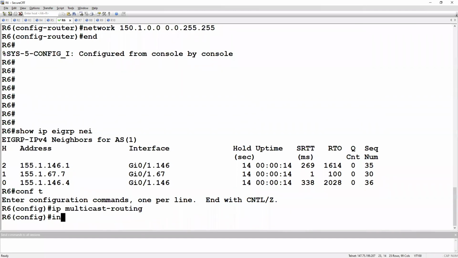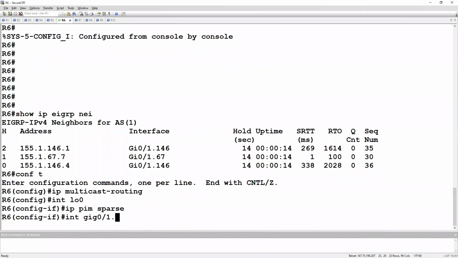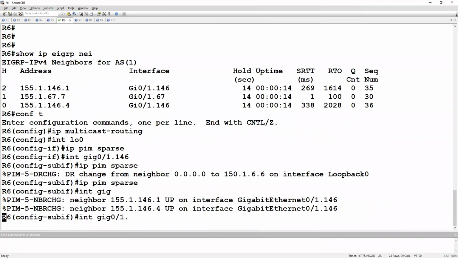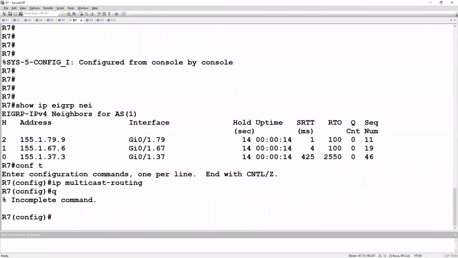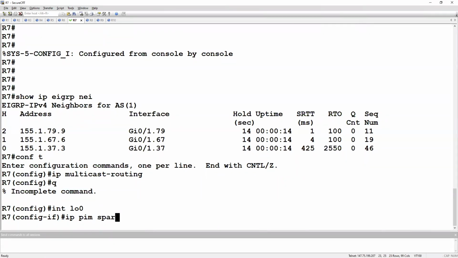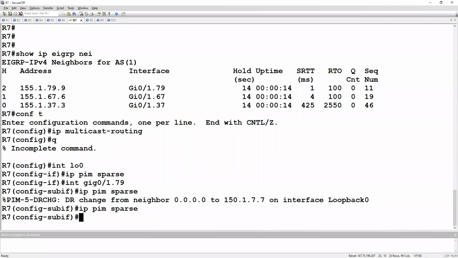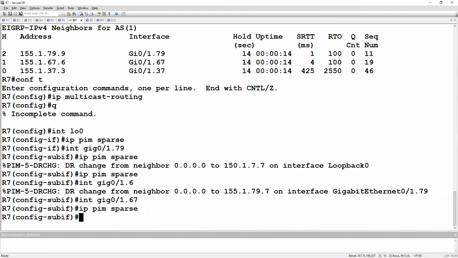So interface loopback 0, ip pim sparse-mode. Interface gig 0/1.146, ip pim sparse-mode. Gig 0/1.67, ip pim sparse-mode. Likewise on router 7, interface loopback 0, ip pim sparse-mode. Gig 0/1.79, ip pim sparse-mode. Gig 0/1.67. And gig 0/1.37.